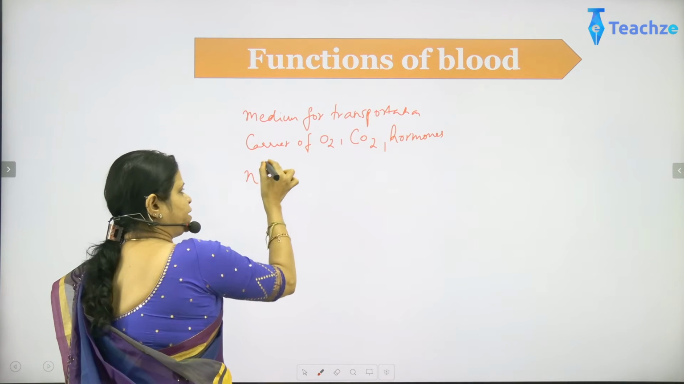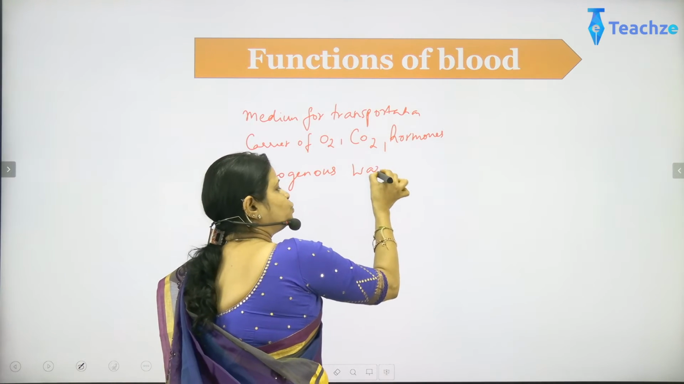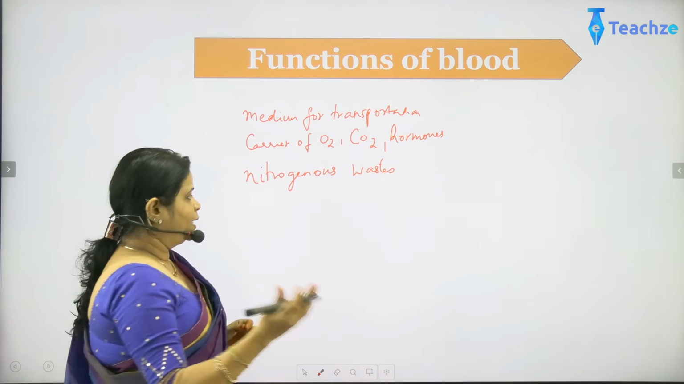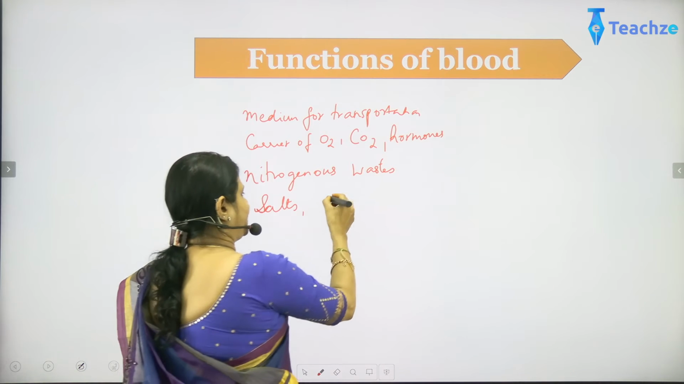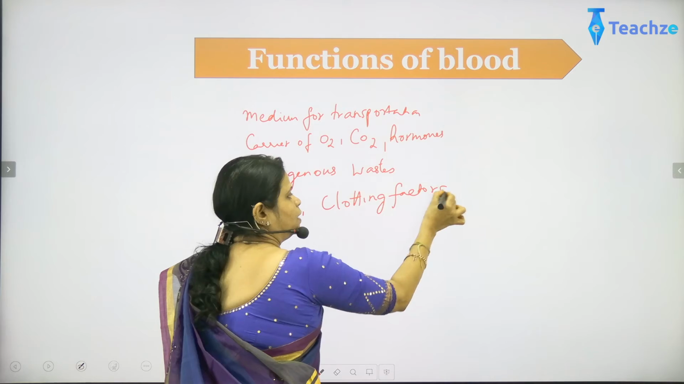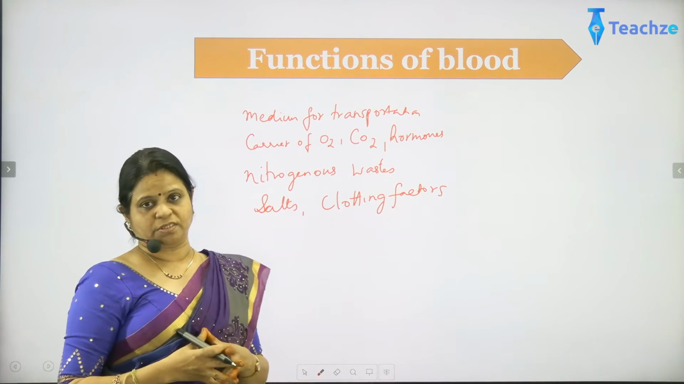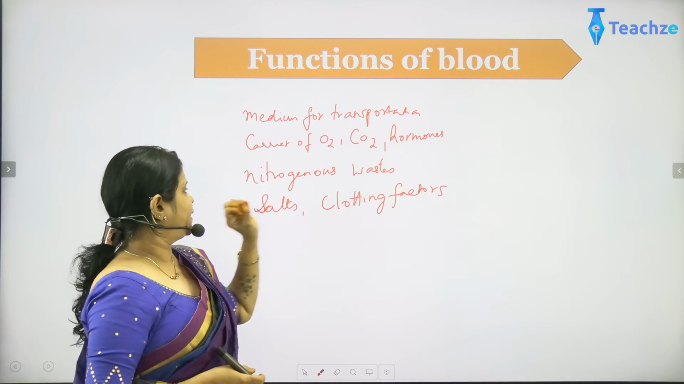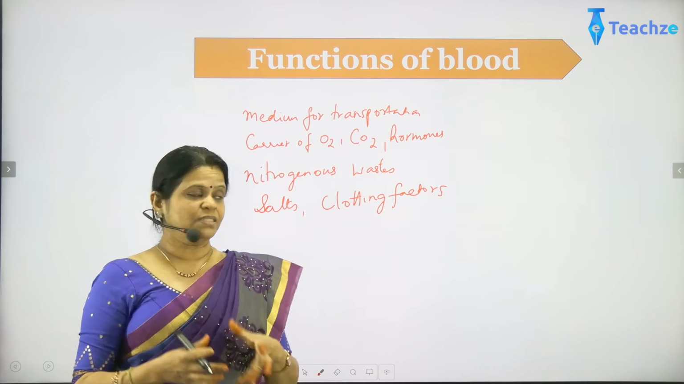And even the nitrogenous waste which have to be carried to the kidney so that the kidney will remove it in this particular form. So nitrogenous waste are also carried by the blood. Then we talked about hormones, then we talk about the salts, and it also carries the clotting factors. And along with another substance, that is the lymph, it forms a complete chain so that it transports the entire substances. So we'll see this is a medium for transportation: oxygen, carbon dioxide, then nitrogenous waste to be carried, salts, and all the clotting factors are also present in this particular blood.